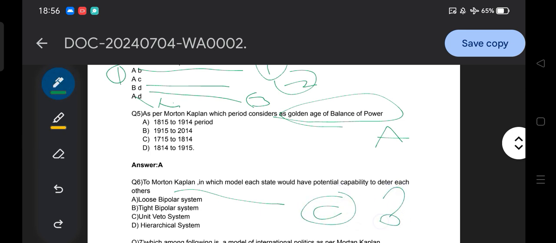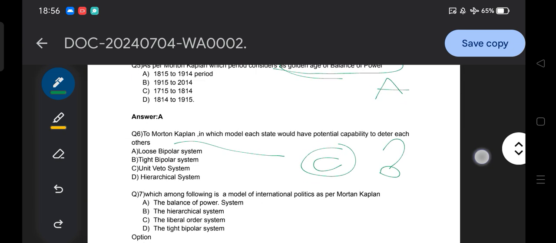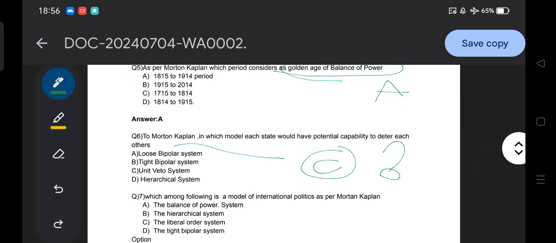What is the unit veto system? We'll discuss it. Next question: which among the following is a model of international politics as per Morton Kaplan?